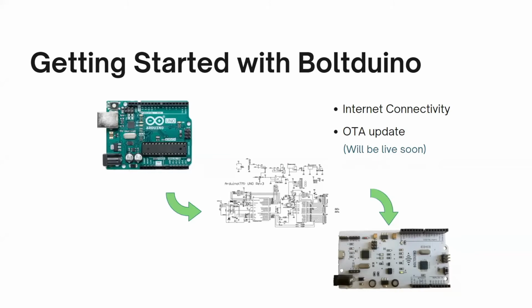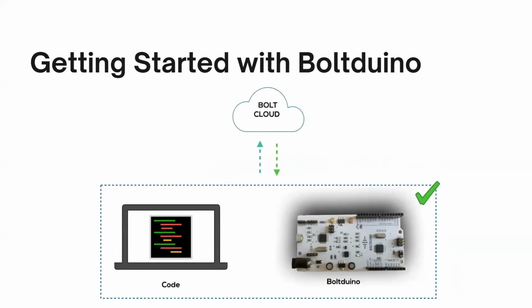So I will be using Boldvino. You can also use Arduino Uno or whatever Arduino board you have, whether it is Arduino Nano or Mega or whatever board variant you have, you can use that. But I will be using Boldvino because it is easy to use for me. It is easily connected to Bolt Cloud.